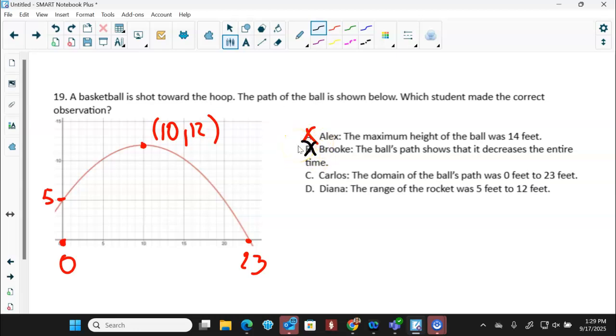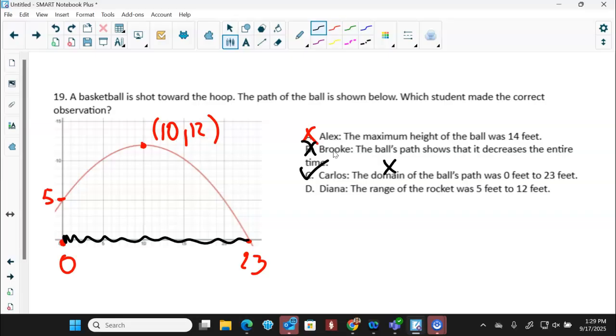Carlos said the domain of the ball pathway is 0 to 23 feet. So remember, domain represents X, and this is the area from the beginning of the graph to the end of the graph. And because this is a real life situation, we don't have infinities or negative numbers. This is a correct statement. It is from 0 to 23 feet, okay?